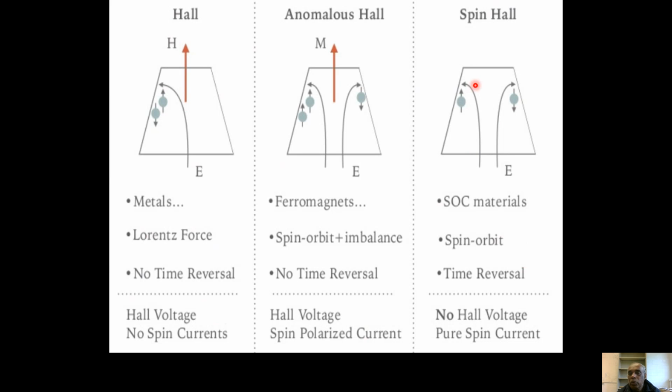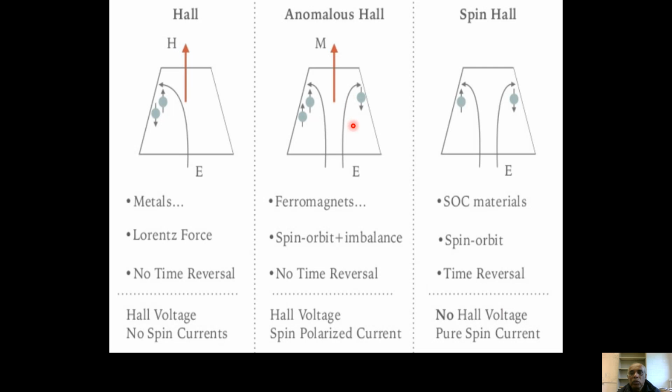But since they have both spin up and spin down, you will see they have time reversal symmetry. So there's no Hall voltage, because we don't have any magnetic field to have the Lorentz force, right? So then this is the anomalous Hall effect. If you have a ferromagnetic material, you have that natural magnetization. Because of that, still we don't apply an external magnetic field.